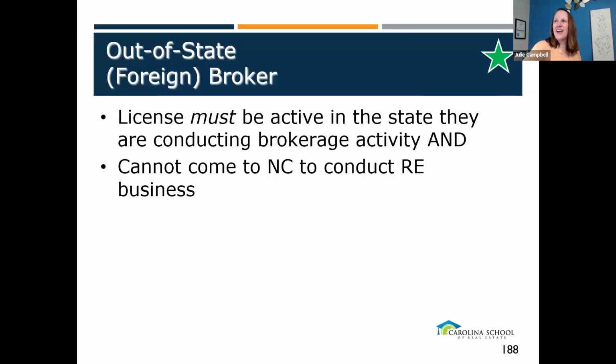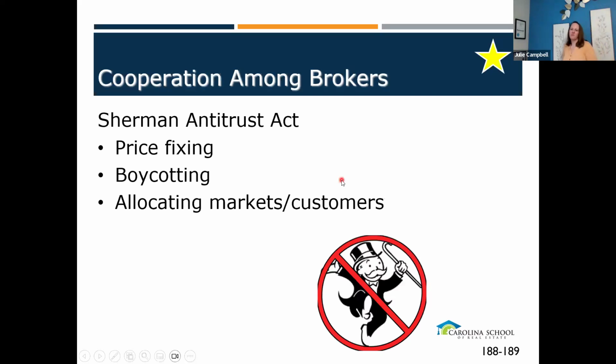Let's talk a little bit about how we can cooperate with each other, brokers. First off, there's something called the Sherman Antitrust Act, and the Sherman Antitrust Act gives us antitrust laws. The whole point of antitrust laws is to prohibit monopolies. What we mean by that is you can't dominate the market. You can't control the market and not let other people in the market to play. It just allows for healthy competition.